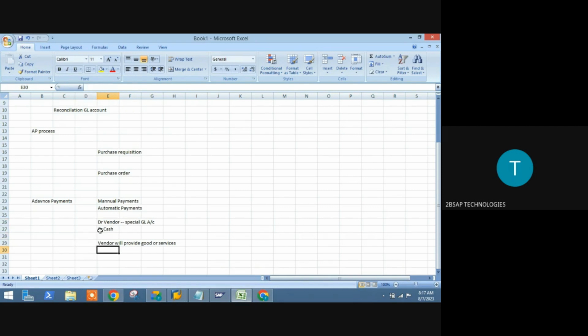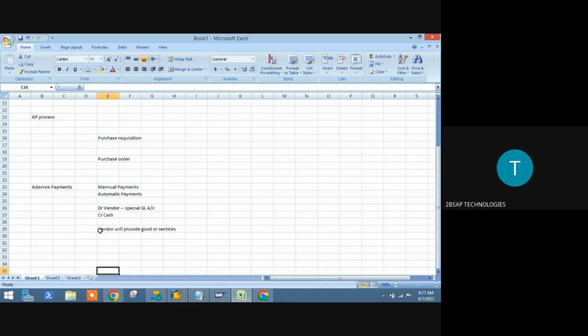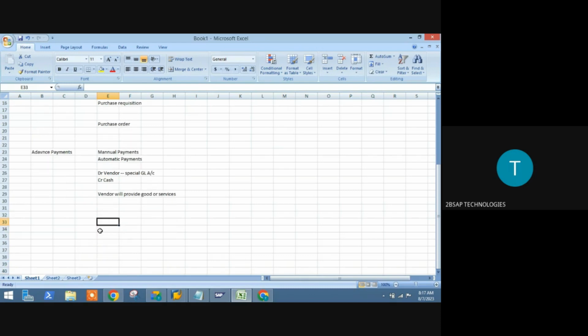Then post that, you are going to get your goods or services. So in this case, what is happening, sir? Now the vendor is providing the respective services, whatever you have ordered, or is going to deliver the respective goods, whatever you have ordered. So now here, what is your accounting entry? You are receiving goods from the vendor. What is your accounting entry, sir?